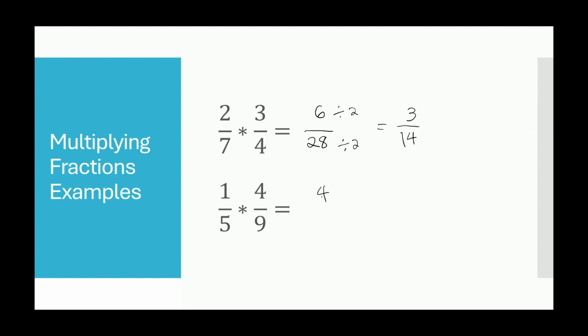Here we've got 1 times 4 is 4, and 5 times 9 is 45. That cannot get any simpler, so that one is done right now. That's multiplying straight across, easy peasy.